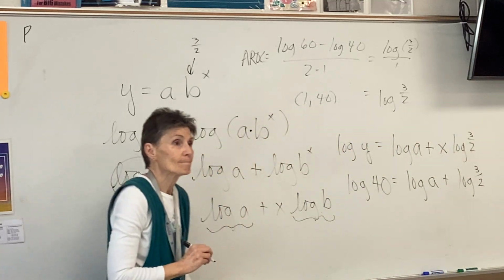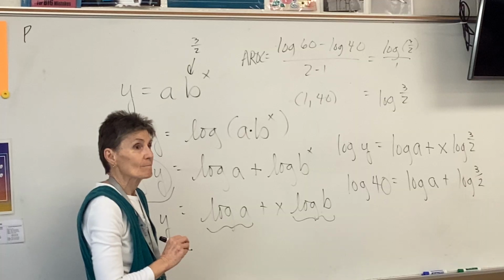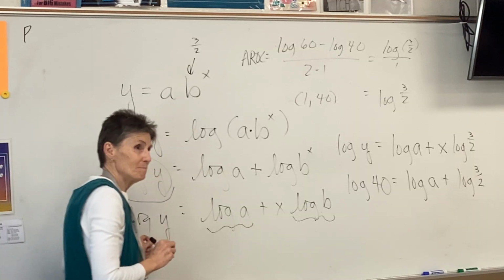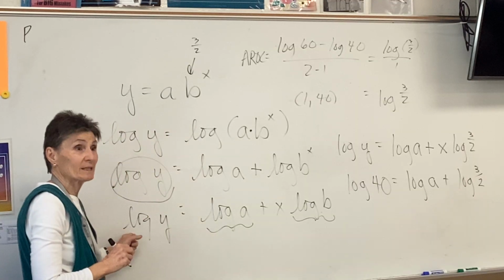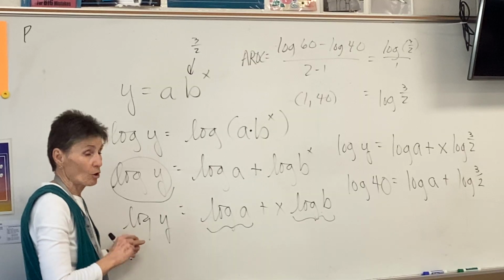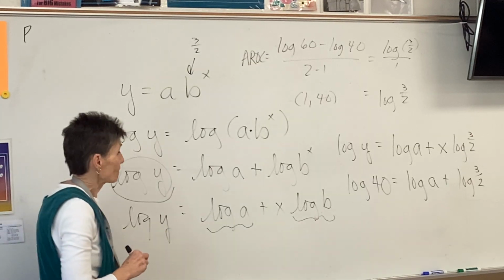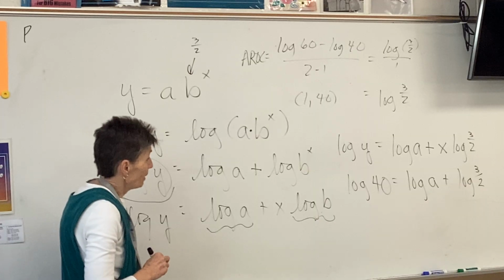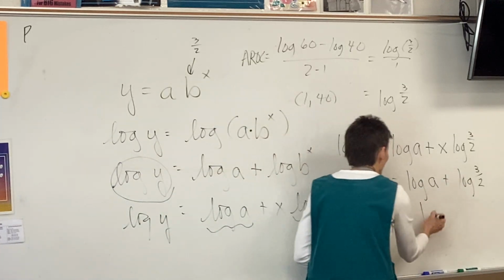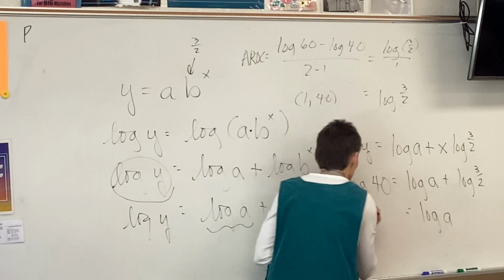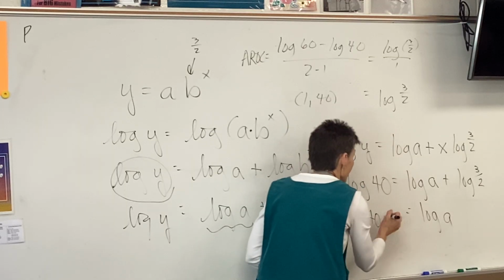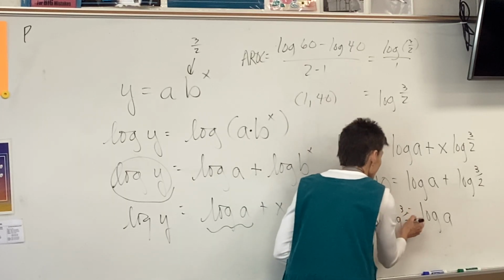Why would it not be the log of log 40? Because don't you have to. Good question, but I already put that logarithm in. Okay. It's already in there. So that's the original y. Yeah. All right, so log A is going to equal what? Log A is going to equal log 40 minus log 3/2.